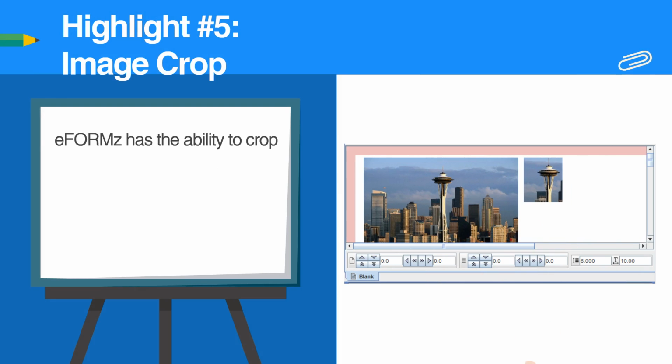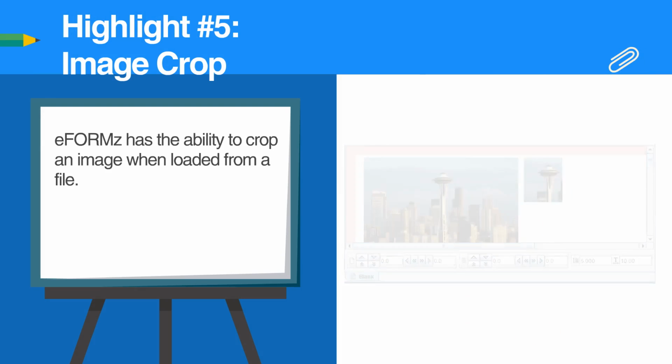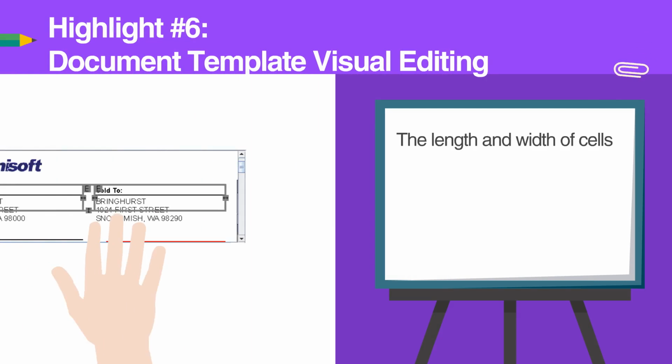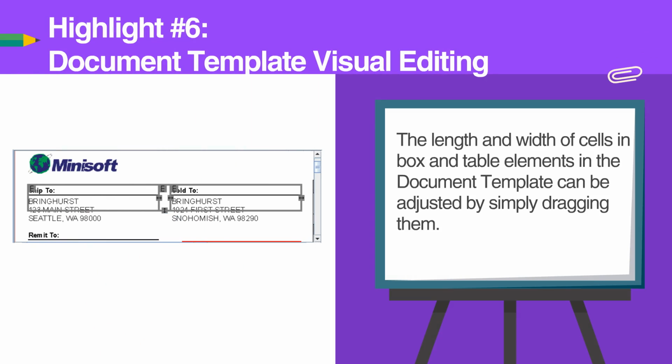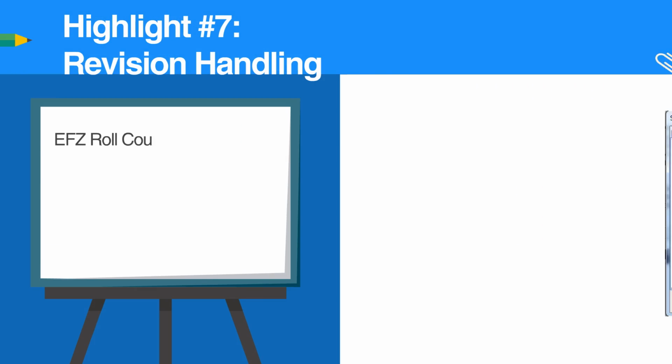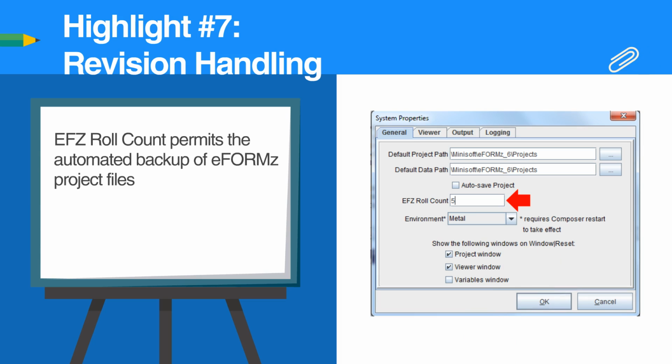Speaking of files, images loaded from a file can now be cropped. If these images are placed with the document template, you'll notice another new feature. The length and width of cells in box and table elements can now be adjusted by being dragged. Need a do-over? Well, eForms Roll Count permits the automated backup of eForms projects so you can have revision handled.